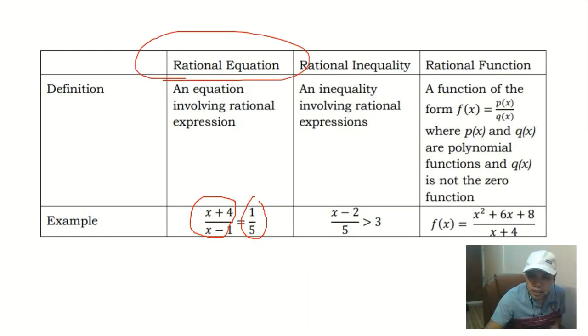Rational inequality is the idea of using the logical signs less than, greater than, equal, or less than equal. So this one is greater than. Greater than, less than. Ang tinatawag na less than equal is pwedeng mas mababa or equal to sa value. And we also have greater than equal. And finally, rational function, sinabi nga kanina, na dapat p of x over q of x or technically dalawang polynomial. Then may f of x sa unahan.